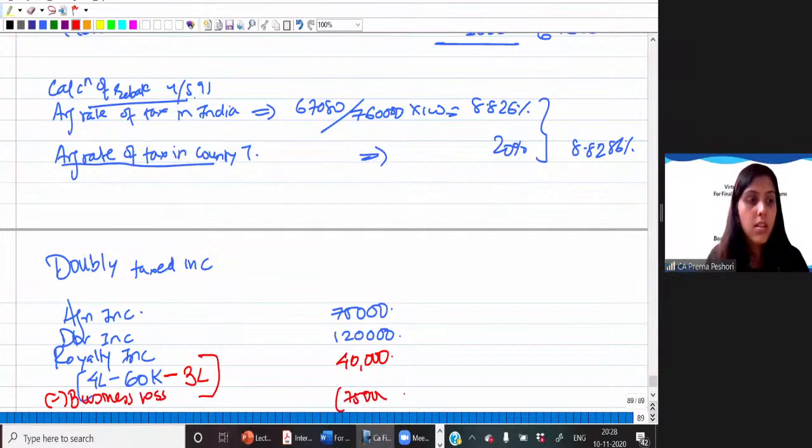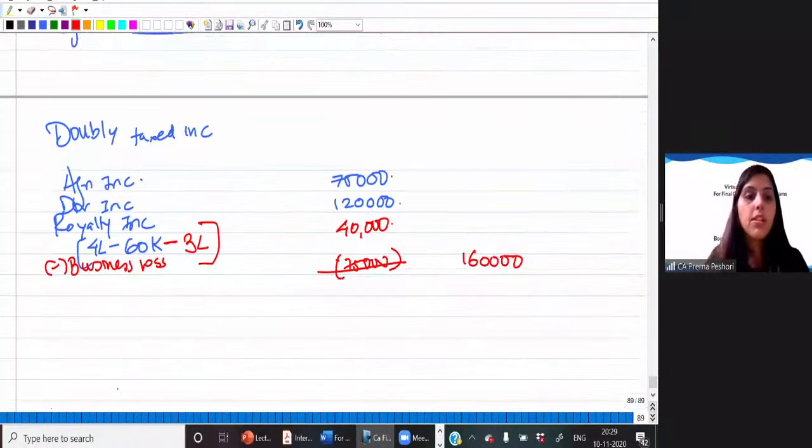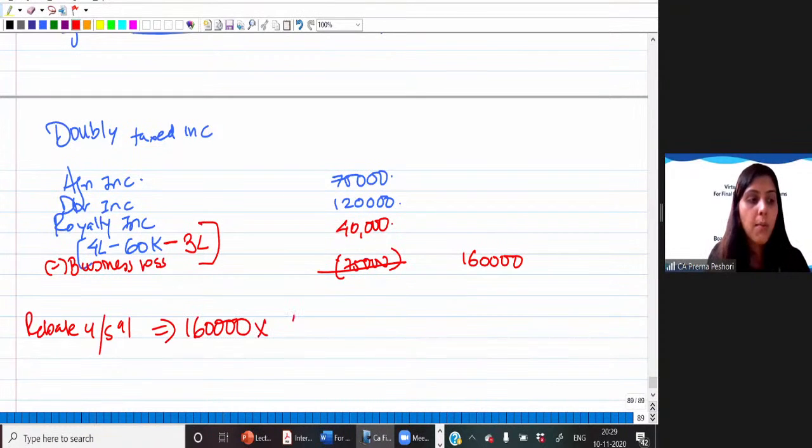Less business loss 75,000. Right? Less business loss 75,000. So what will be the doubly taxed income? 1,60,000. Clear? And rebate under section 91 will be 1,60,000 into 8.826%, which comes to 14,122.